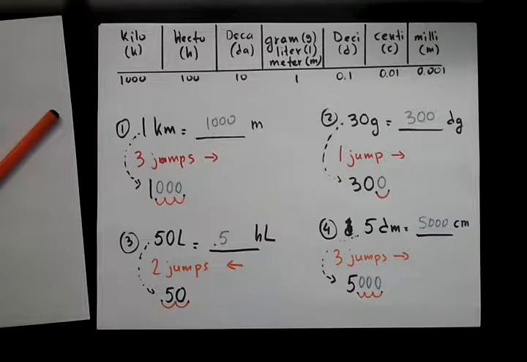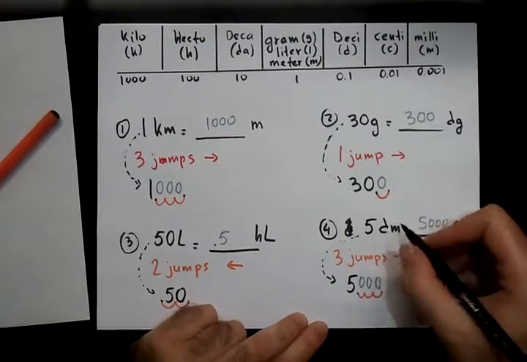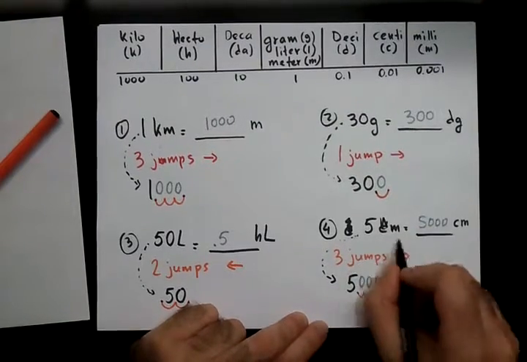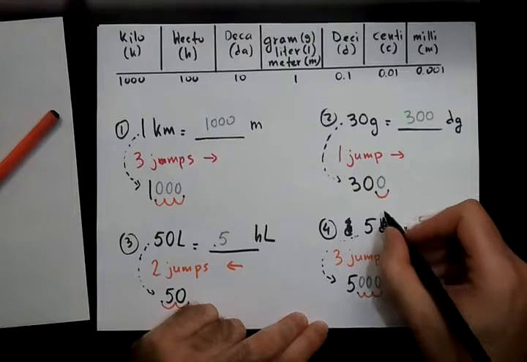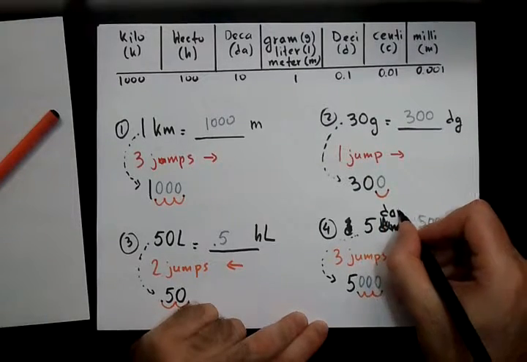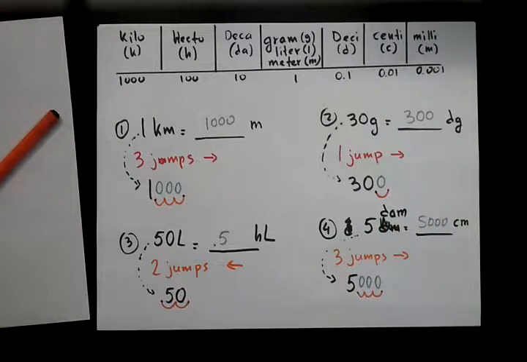So 5 decameters. Oh, I made a mistake here. That should not have been. That's decimeter to centimeter. I meant to say deca and I didn't write the right unit myself. My bad. As I said, those two are very easy to mix up, and I mix those up just as well as anybody else. So 5 decameters is 5,000 centimeters.